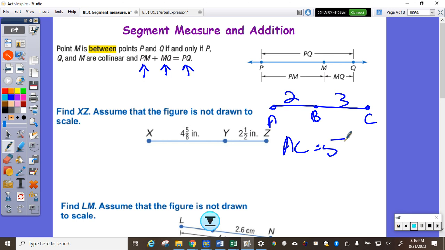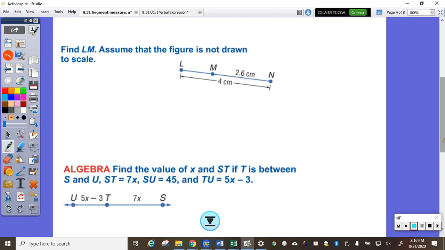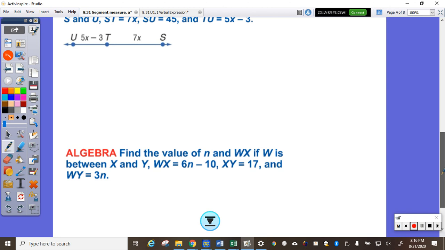Okay? So we'll abbreviate some of the things here when we're talking about LN. LN is the whole line. So if I want to find out what LM is, I'll subtract the parts from the whole thing and then get 1.4. And then we can introduce some algebra to this as well.